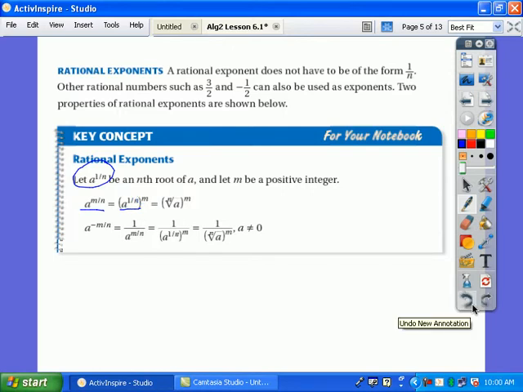So we break it into 2 pieces where, if I have a to the m over nth power, then we consider it as first a to the 1 over n, and we can evaluate that, and then whatever that is, we take that to the mth power.